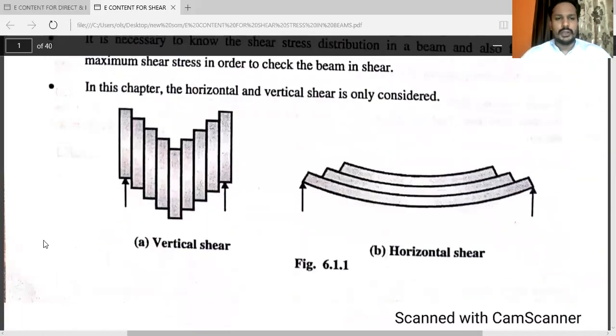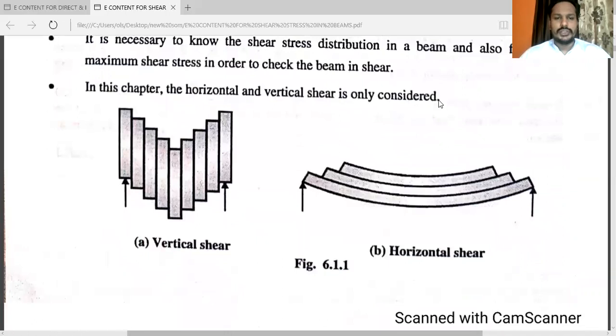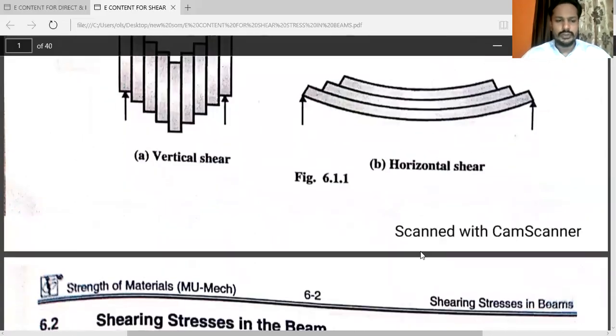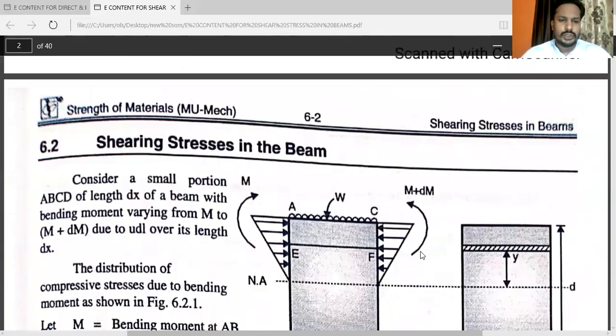In this chapter, only the horizontal and vertical shear is considered. You can see here, this is a vertical shear. You can see this diagram. Here you can see the applied force, this vertical shear. Here you can see the layers 1, 2, 3 is the horizontal shear. Shearing stresses in the beams.